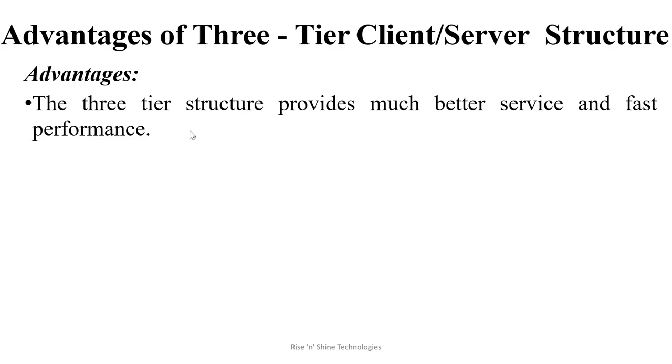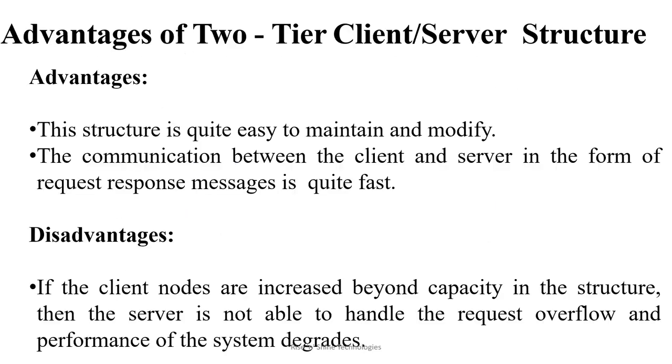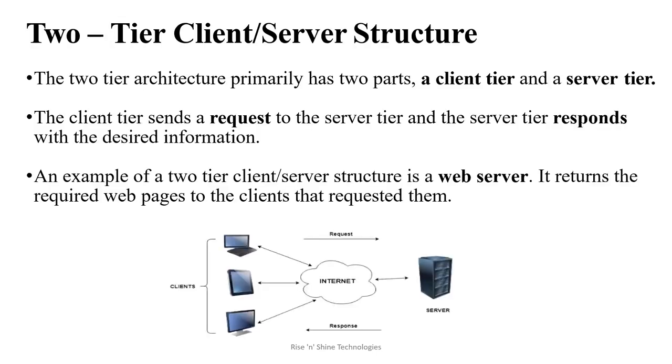We should not say fast performance is an advantage, because suppose in 2 tier, if you observe, it will be very fast, right? A request is received by the server, and here itself the resource is available, immediately it gives the response back. There is no third layer involved. The third layer involved means the network bandwidth which is required to connect to the third layer. We are saving that time here. So this is somewhat quite fast.